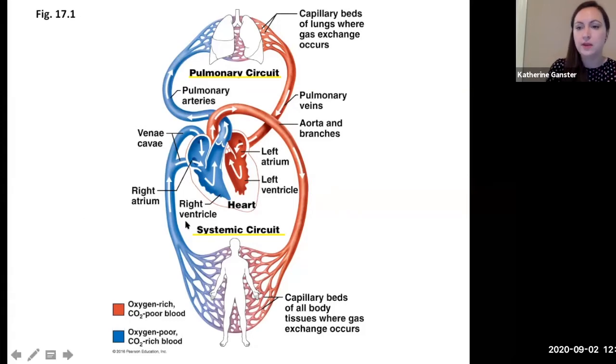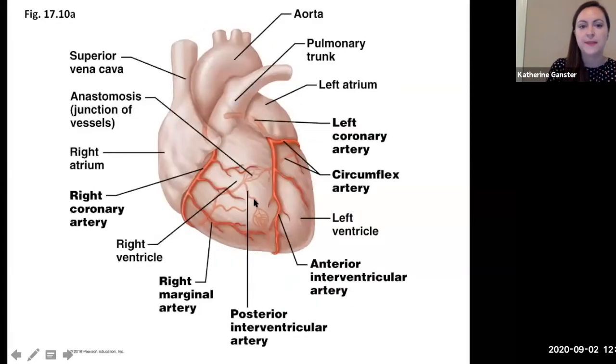Now, you might be thinking, can't oxygen diffuse from the left side of the heart here into the tissue? And the answer is no, it's much, much too thick. Remember, diffusion happens across capillaries. So you need to service the heart muscle itself with capillaries to give oxygenated blood and nutrients to these cells. And this circuit is called the coronary circulation.